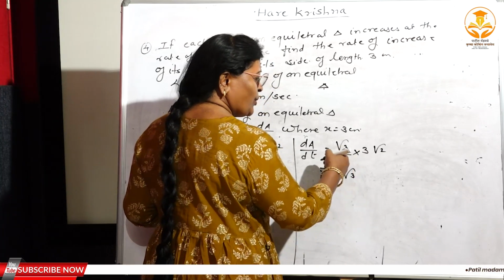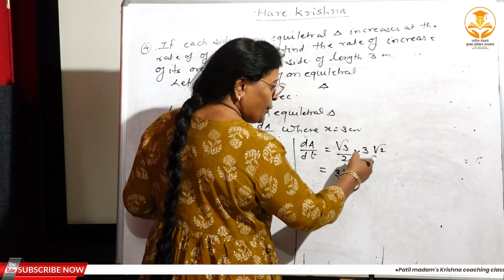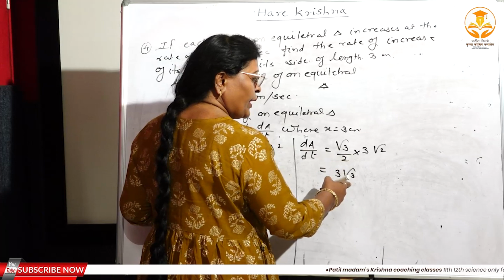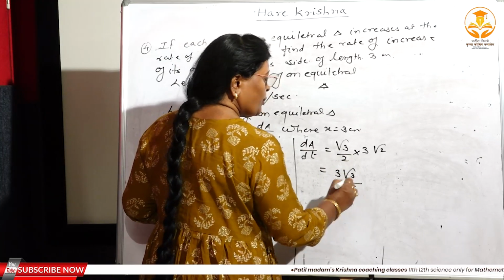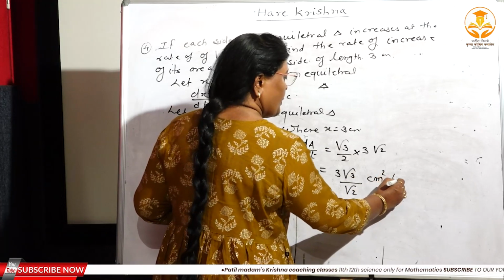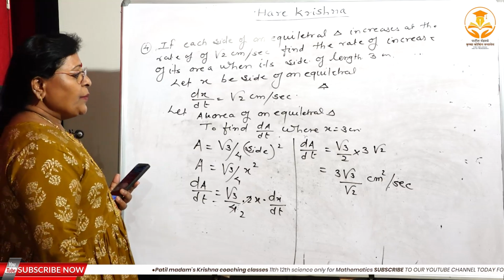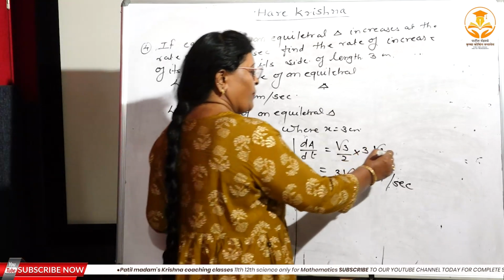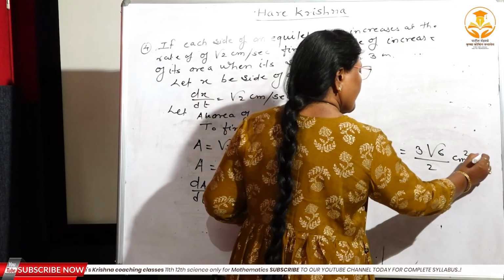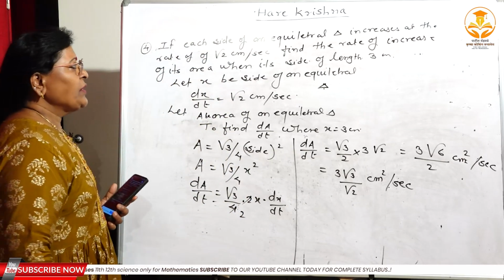Or you can write also, this is 6 root 3 into root 6 divided by this, or otherwise you can write 3 remains as it is, root 3 remains as it is. Here you can write anyway you like, but this is centimeter square per second, since this is the area, isn't it? So very simple one. Or also you can write like this, root 6 divided by 2 centimeter square per second. Anyway you can write, isn't it? So this is again very simple.